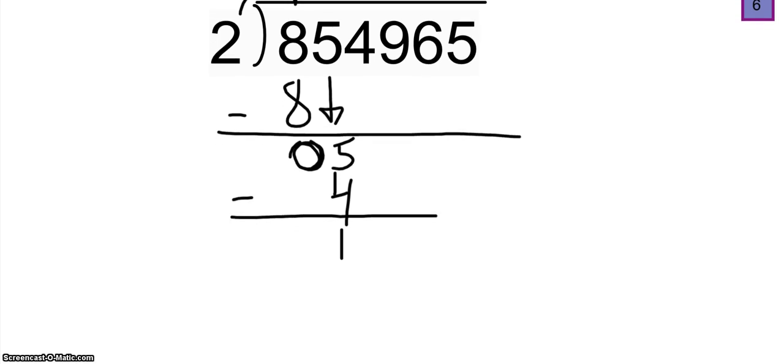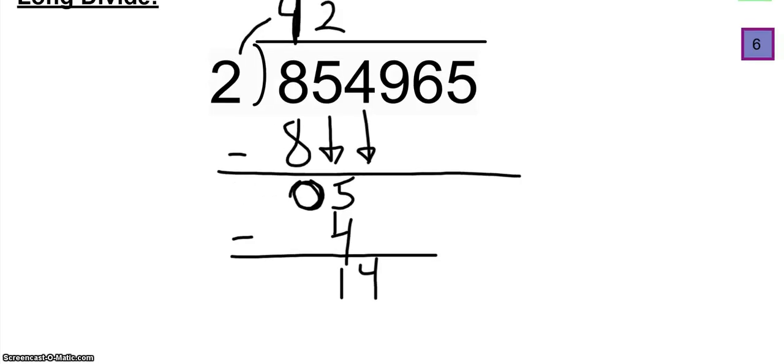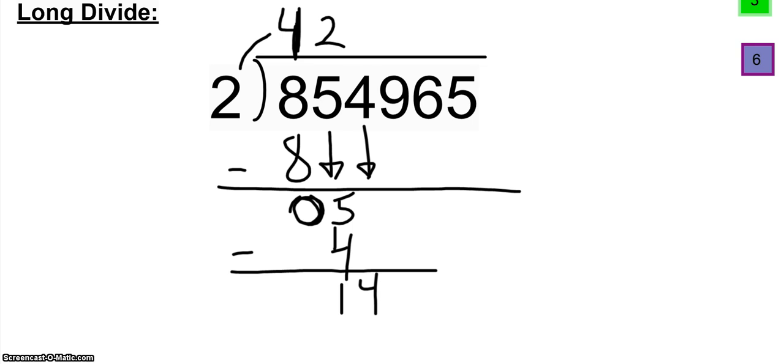Bring down the 4. 2 goes into 14 how many times? 7. 7 times 2 is 14. And we subtract, we get 0.